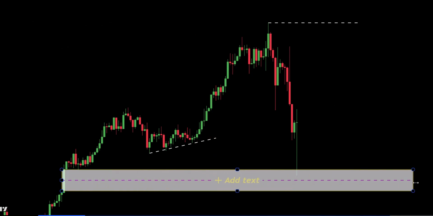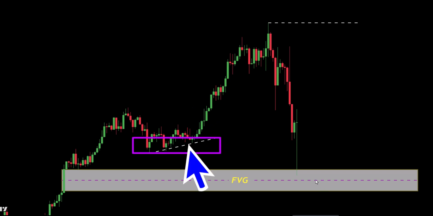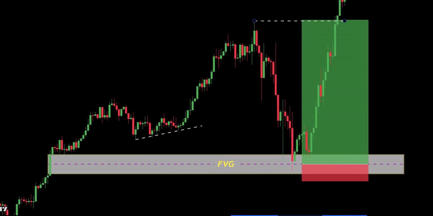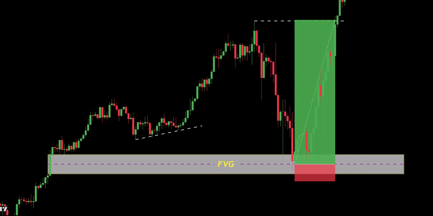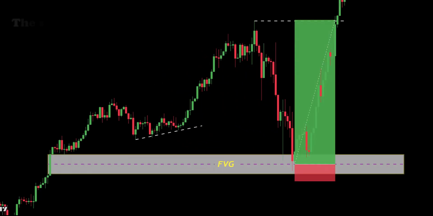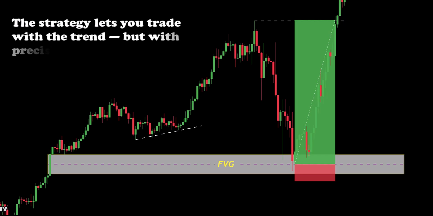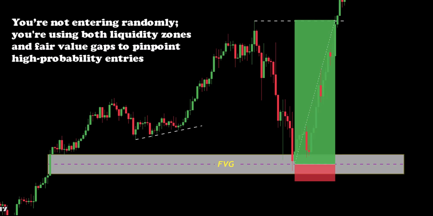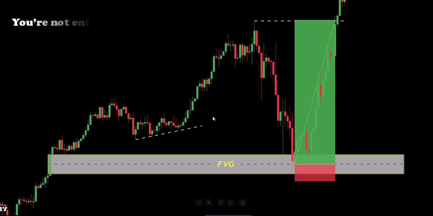What's even more compelling is when a fair value gap is positioned just beneath that liquidity pool. Now you've got a situation where price is likely to break below support, trigger stop losses, tap into the fair value gap, and then boom, sharply reverse upward. That liquidity grab fuels bullish momentum, pushing price back in line with the trend. So what makes this strategy smart? It lets you trade with the trend, but with precision. You're not entering randomly, you're using both liquidity zones and fair value gaps to pinpoint high probability entries.